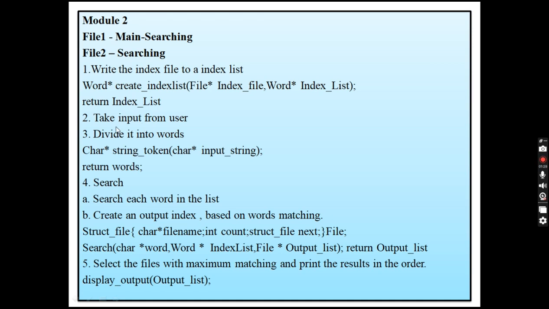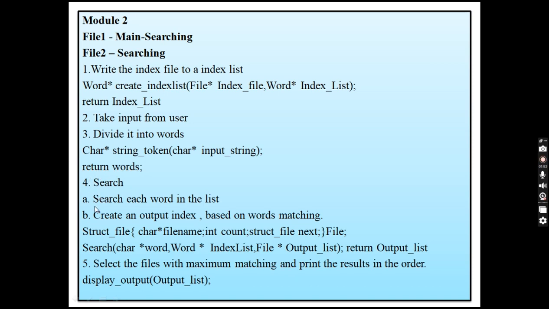Then next we are going to divide it into words. The character string can be tokenized into words. It can be done in the same way as the file was parsed. The non-alphabetical characters can be used as delimiters. So here we are going to use the function char star string_token, char star input_string. Then next we are going to search.